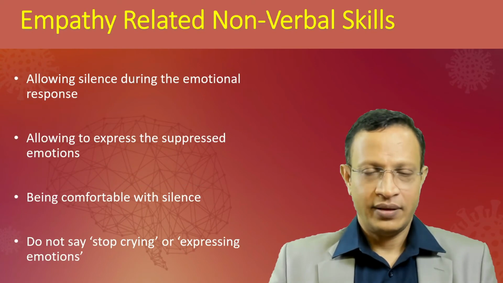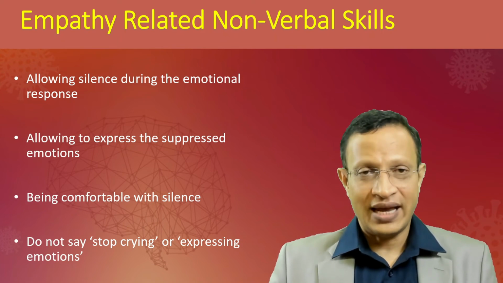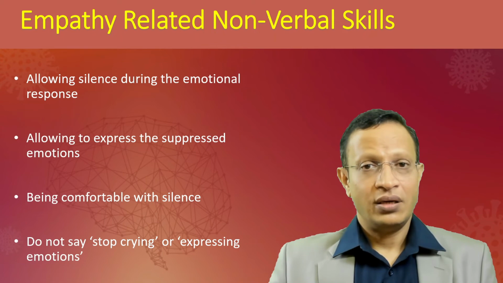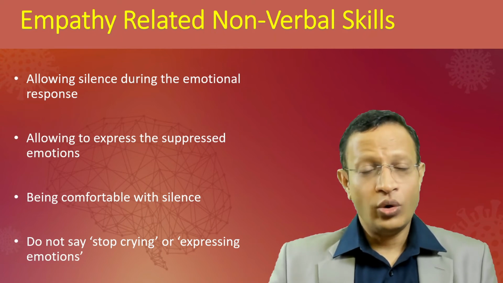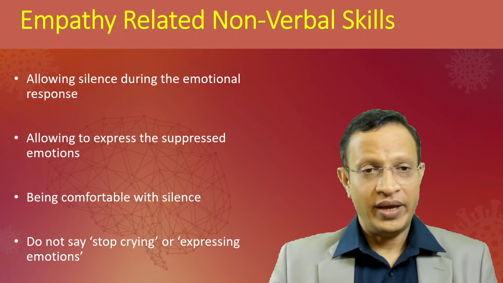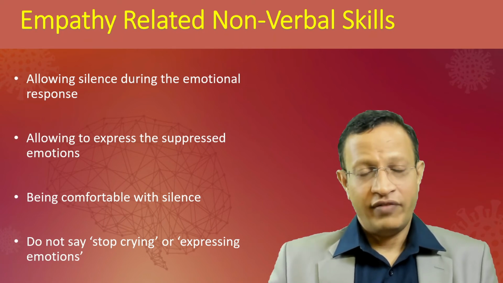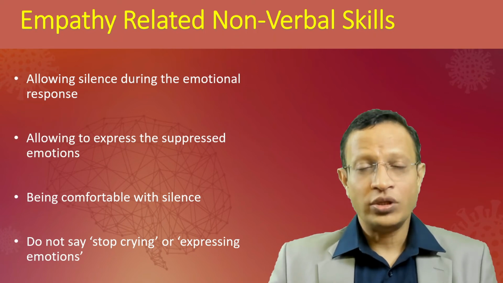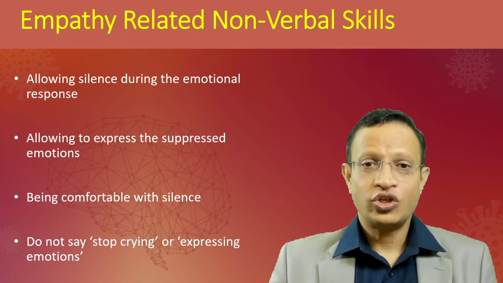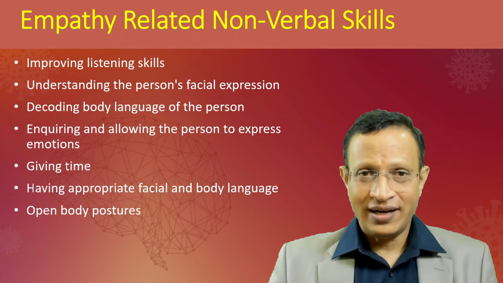With the verbal skills, now we need to understand non-verbal skills. Non-verbal skills, when two children are discussing, sometimes allowing silence during the emotional response is very essential. That means the other person is silent, allowing the person who is distressed to express his emotion. One needs to be comfortable with silence, maybe with crying. If the other person is crying, you need to be silent and allow the person to ventilate. Do not say, stop crying. Do not say, don't express your emotion. Please allow them to ventilate.